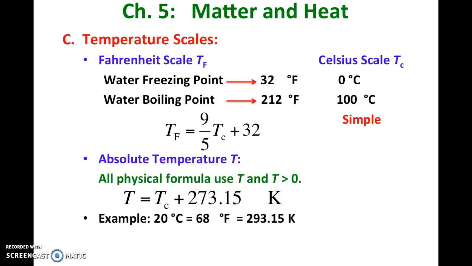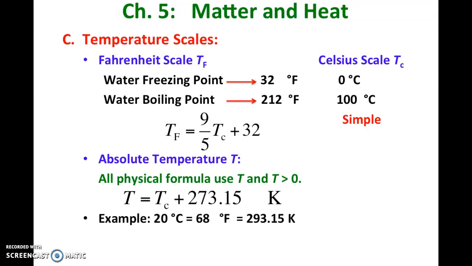Temperature has 3 popular scales. The first is the Fahrenheit scale, defined by choosing the water freezing point as 32 Fahrenheit degree, and the water boiling point as 212 Fahrenheit degree. The second is Celsius scale, defined by choosing the water freezing point as 0 Celsius degree, and the water boiling point as 100 Celsius degree. The Celsius scale is much simpler than the Fahrenheit scale.